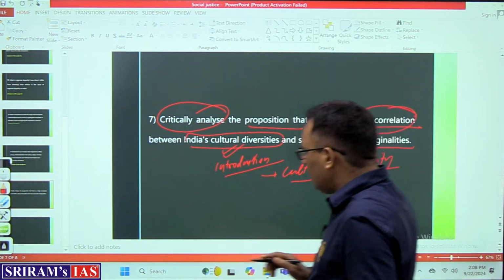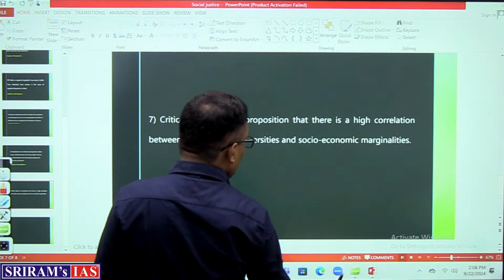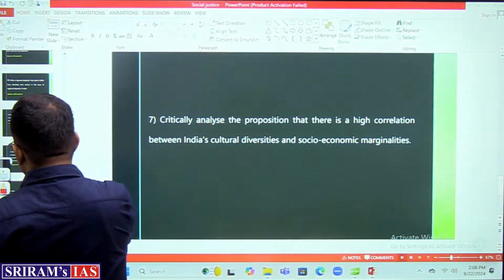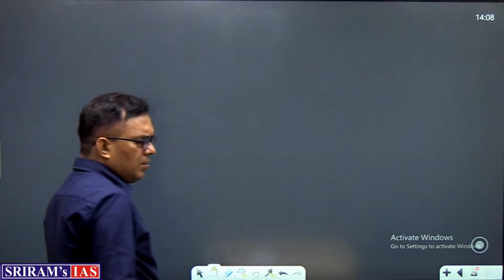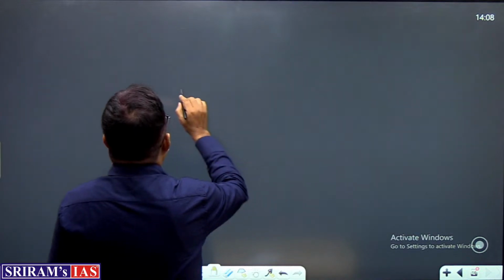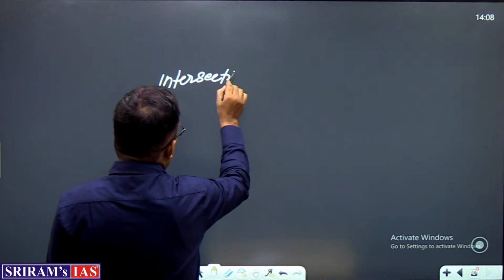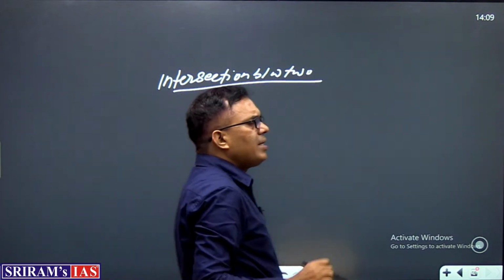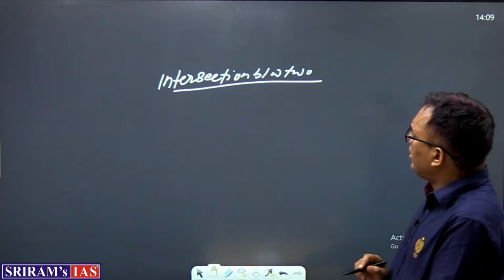So in some areas, when we talk about how the correlation exists, or the intersection between the two, where is the intersection between the two? Where is the correlation between the two? How do they intersect?